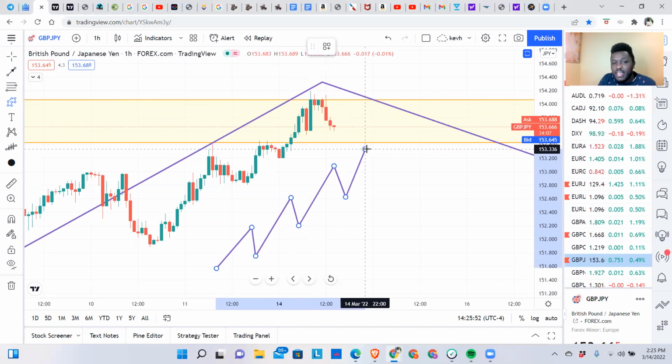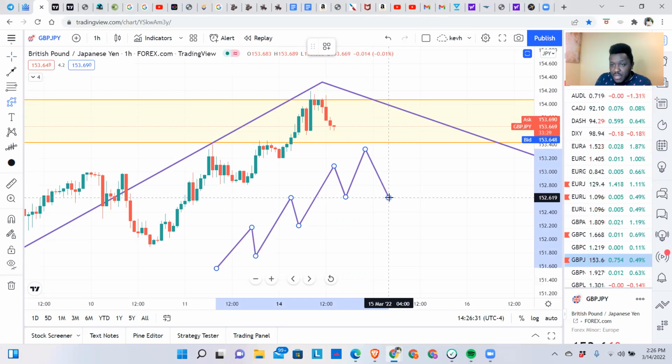Now, if that pattern holds, I'll keep buying every time I have a higher low. But if this market comes here and creates an equal low, personally, that tells me that it has invalidated the previous trend. So it's no longer an uptrend, because an uptrend only involves higher highs and higher lows. But now we have an equal low.